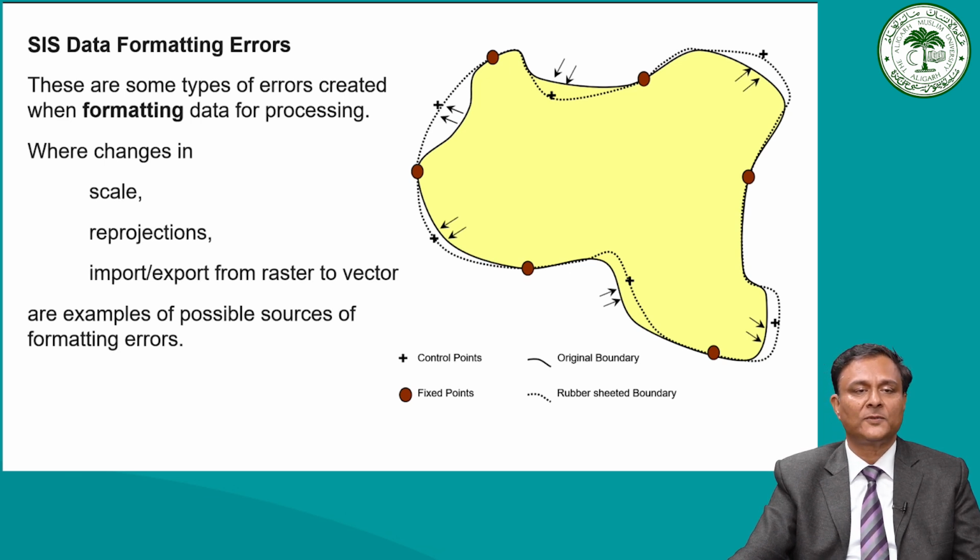These are some types of errors created while formatting data for processing, where there might be changes in the scale, the reprojections, and import-export of raster to vector. So there the data format is changing. These are possible sources of formatting errors. You can see this in the image presented before you. Now this can be rectified, and this process is known as rubber sheeting.